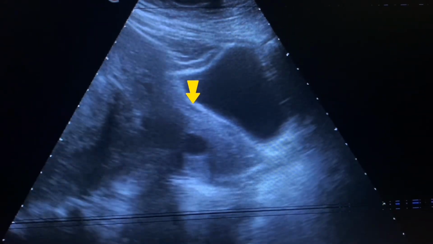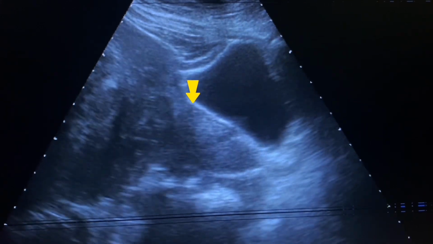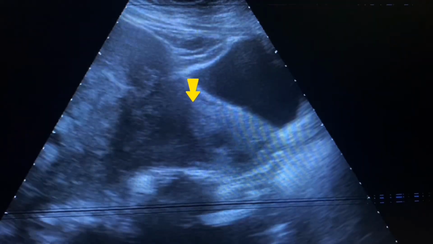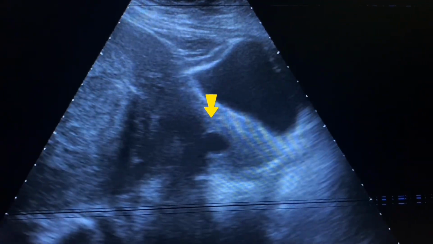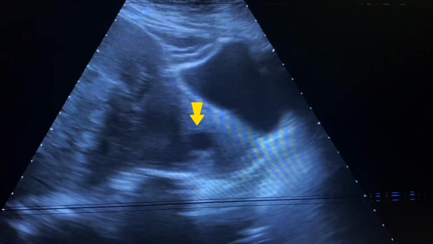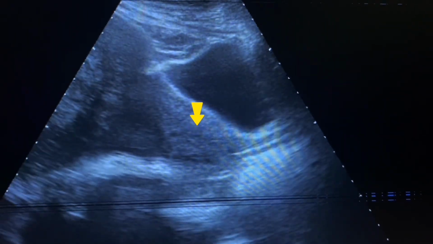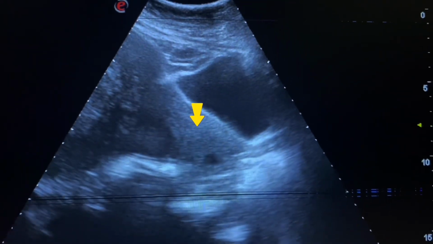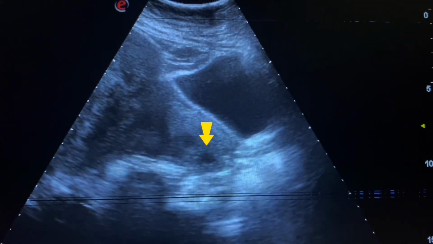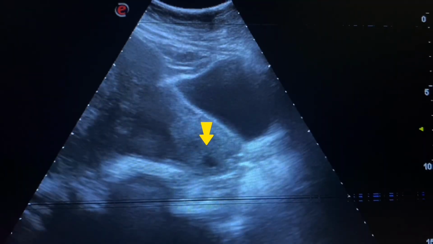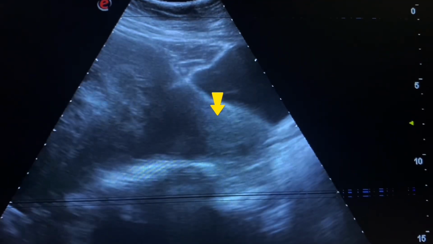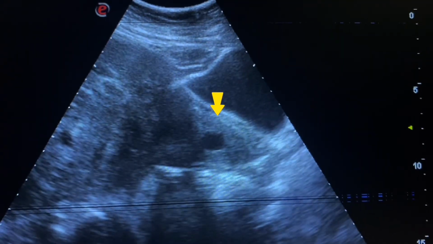Now we are scanning the uterus. Here we see the cervix. Here we see the cervix contains a well-defined thin-walled anechoic cyst. And here we also see another small anechoic cyst. These are benign cysts or mucus containing cysts.